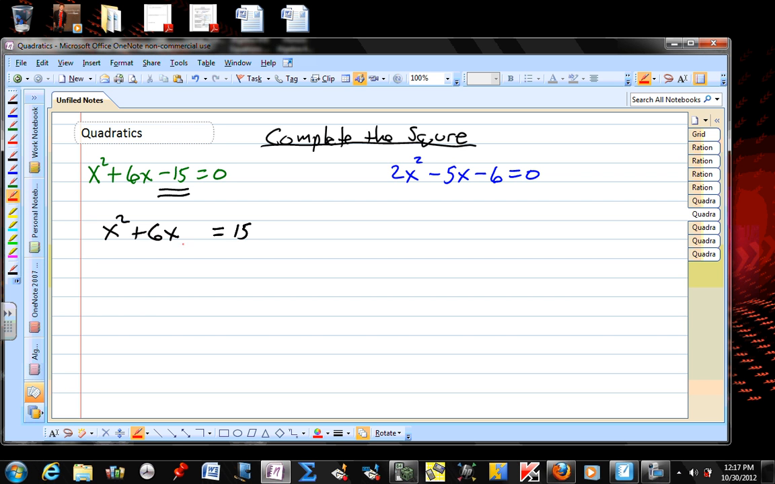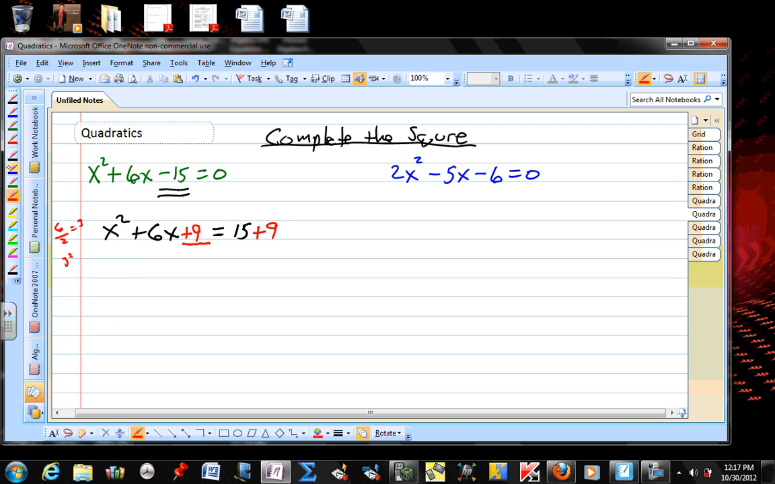So now we've got to figure out what number to put at the end of our expression to get a perfect square trinomial. So to do that, we'll take our middle term 6 divided by 2, which is 3, and we'll do 3 squared, which is 9. So we'll add 9 to the left side, and to keep everything equal and balanced, we'll add 9 to the right side.